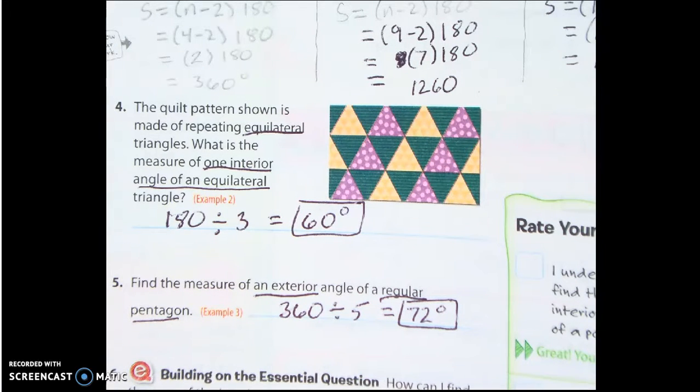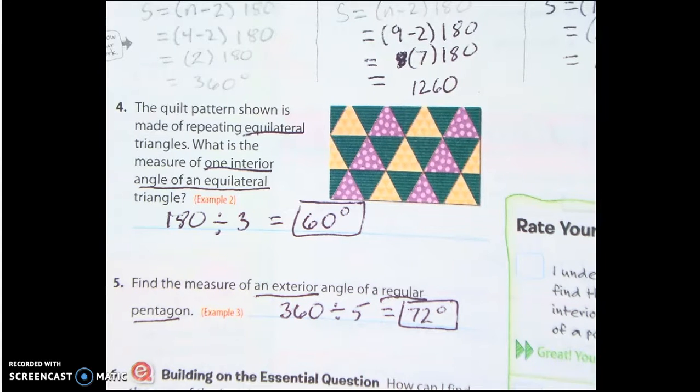So hopefully this gives you an idea of how to find the sum of the interior angle measures of a polygon, finding one interior angle, and finding one exterior angle of regular polygons. Good luck.